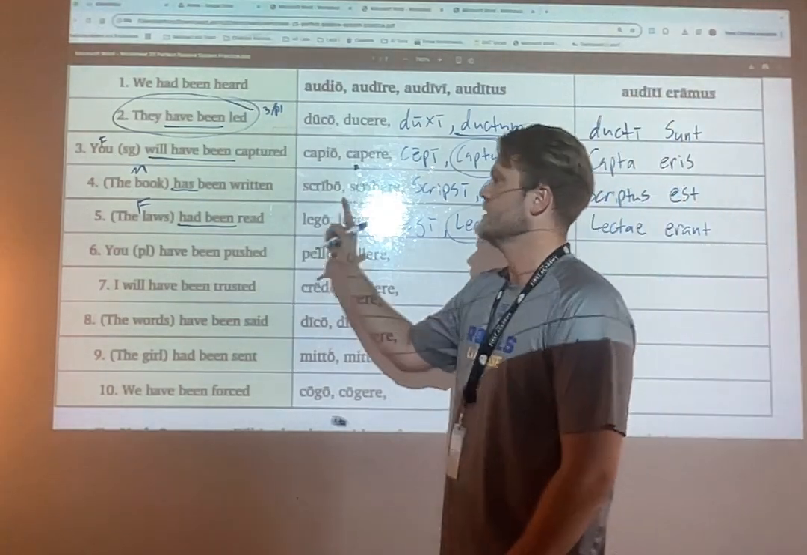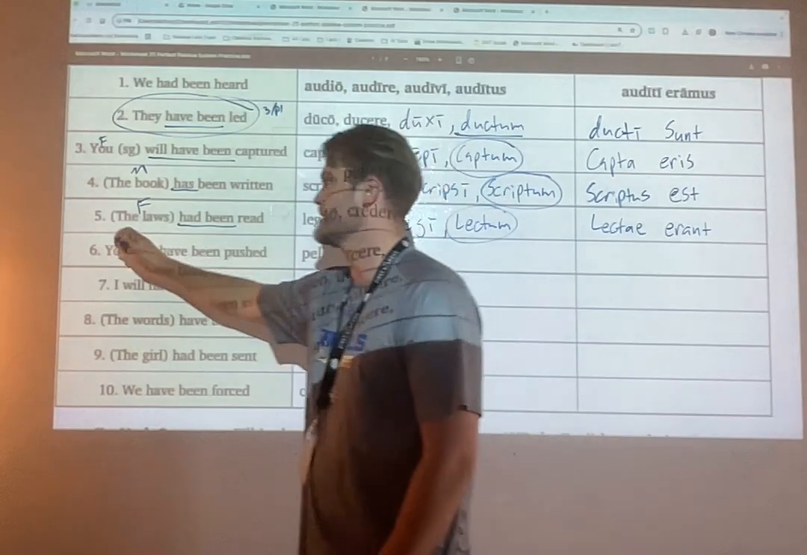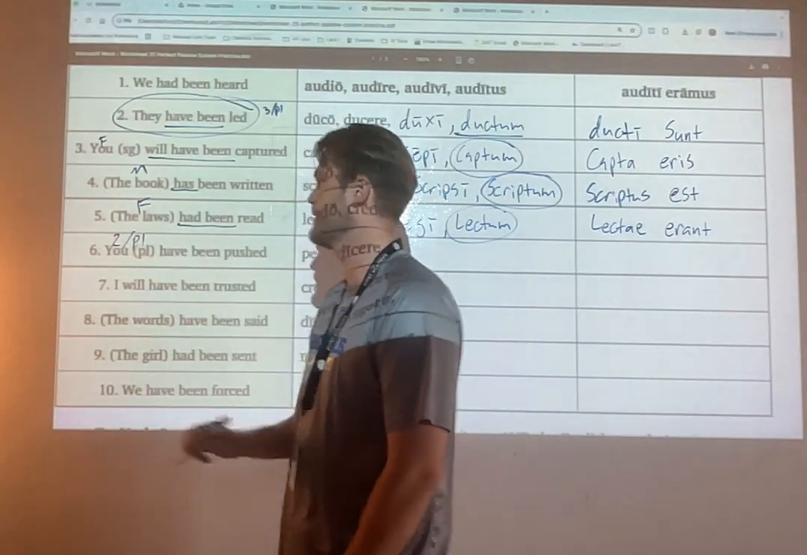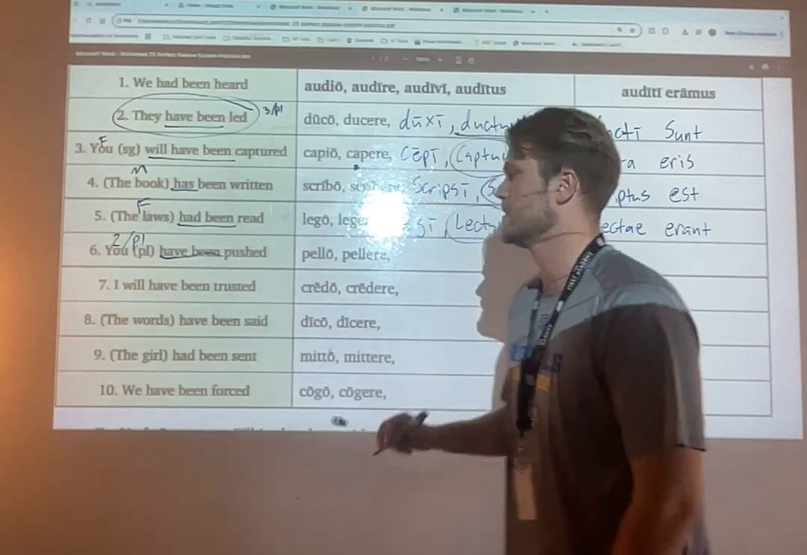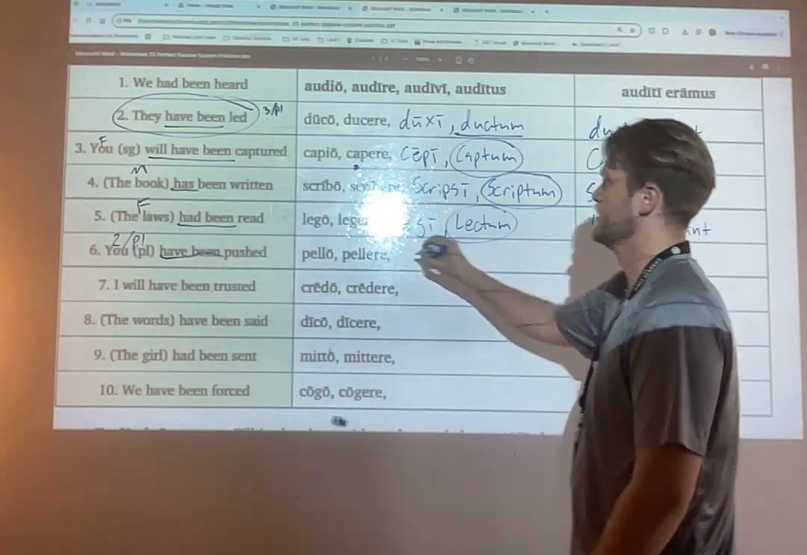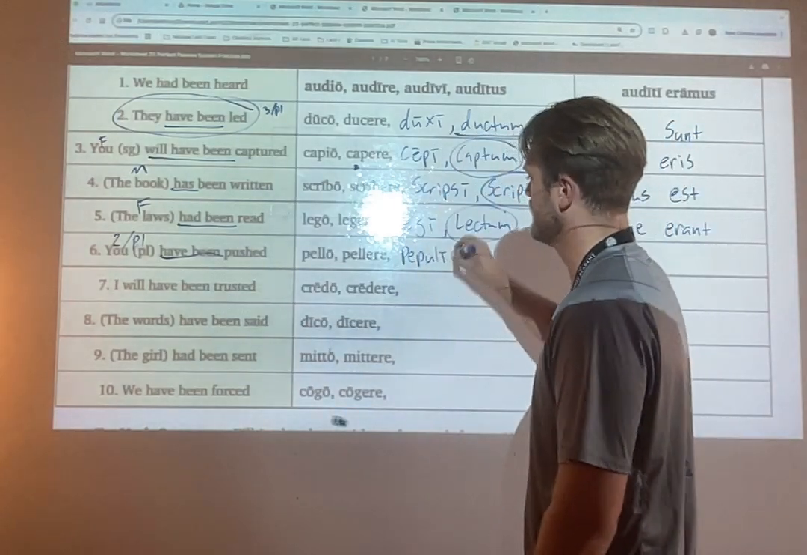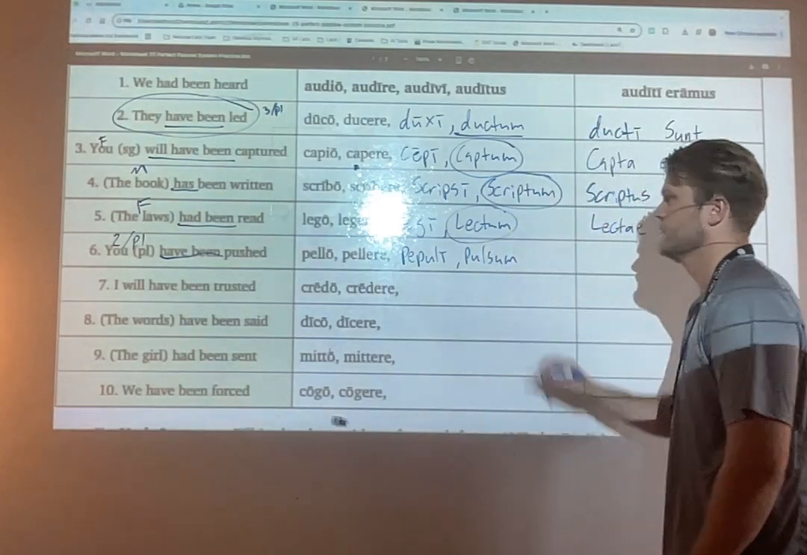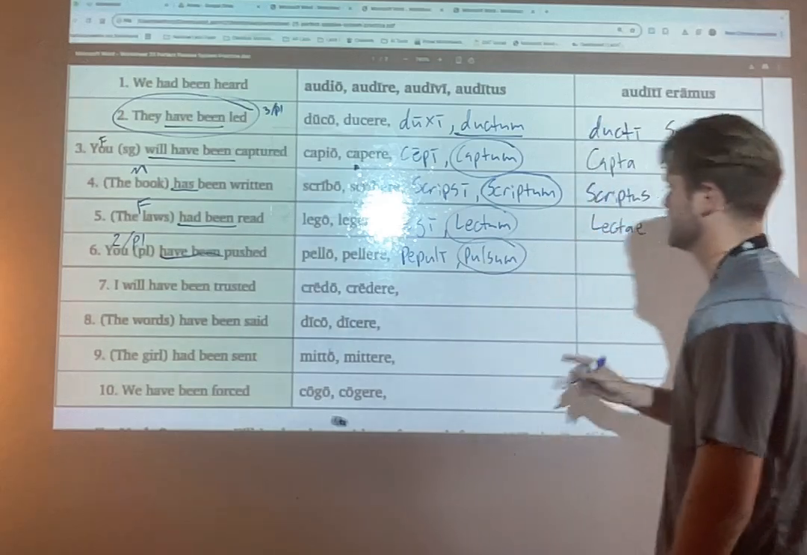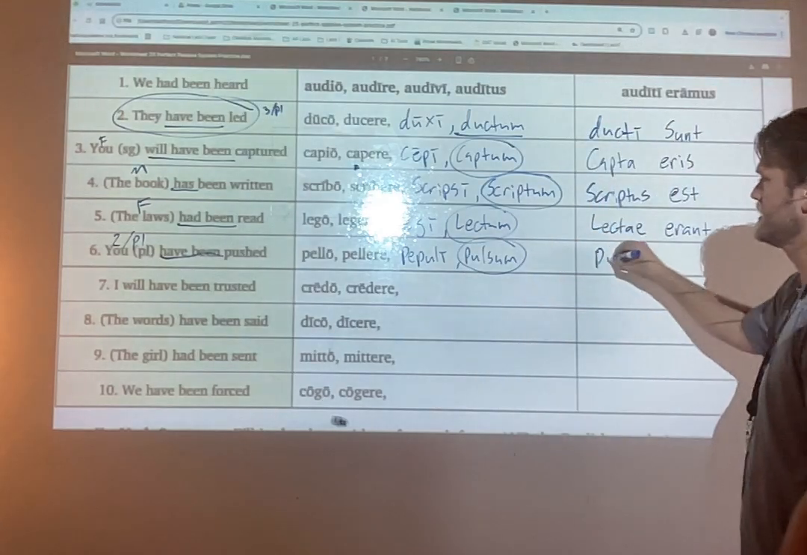All right, you plural. So I know that this is going to be second person plural. You plural have been pushed. Once again, have or has is the perfect passive. So the principal parts are funny here. Pello, pellere, pepuli, pulsum. All right. Once again, I need my fourth principal part for anything that's in the perfect passive. So let's go ahead and write that down here.